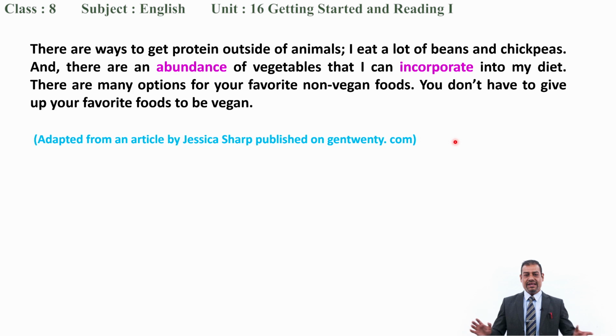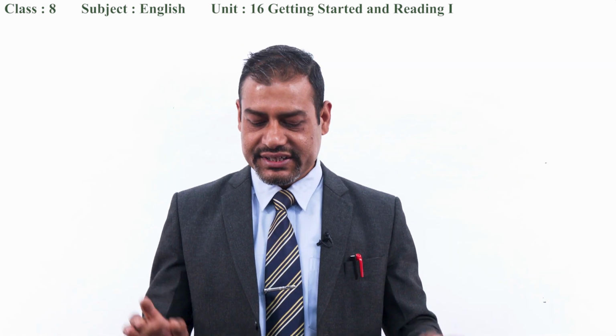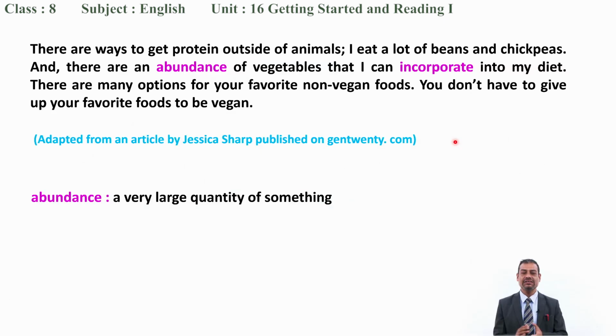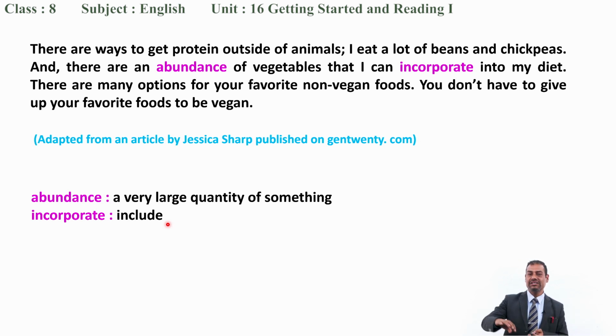Okay. Now, again we have some more words here, and the words are abundance. Abundance means a very large quantity of something. Okay, very much, you know. Next one, incorporate means include. So you can include other things to supply protein to your body. It means we don't need to depend upon the animals only for the protein. Okay, got it? Good job.